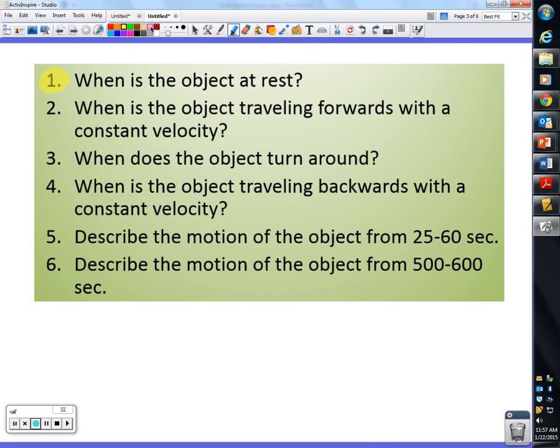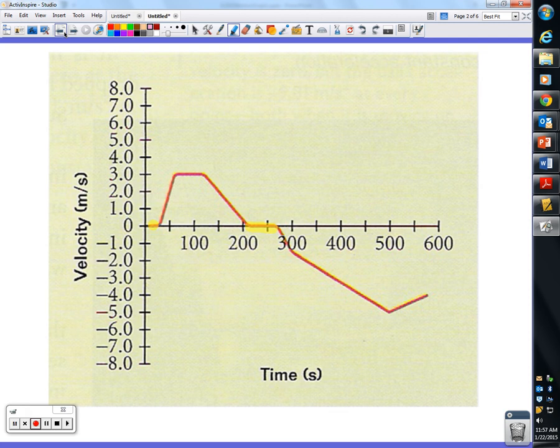We'll go right next. When is the object traveling forward with a constant velocity? Right there. It's traveling forward. Why do we know it's traveling forward? It's positive, right? It's a constant velocity because you plateau, right? The y values during that section are the same. Good there. Next question.